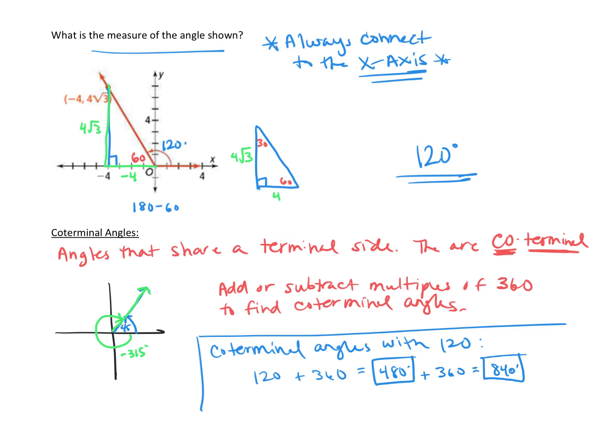Those are positive, so those are positive coterminal angles. You can find negative coterminal angles by subtracting 360. So if you take 120 and you subtract 360, we get negative 240 degrees. Negative 240 degrees and 120 would share a terminal side. They would land in the same spot. You could subtract 360 degrees again and get negative 480 degrees. That's another coterminal angle. So all of these angles found by adding or subtracting multiples of 360 are coterminal angles.